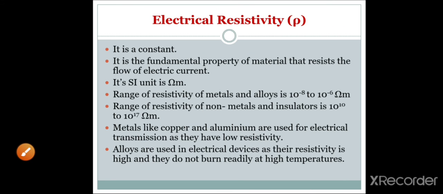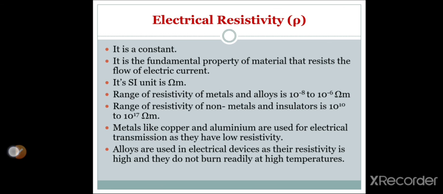Now what is electrical resistivity or rho? It is a constant, and it is the fundamental property of a material that resists the flow of electric current, that it doesn't allow the current to pass through a conducting material. Its SI unit is ohm meter.